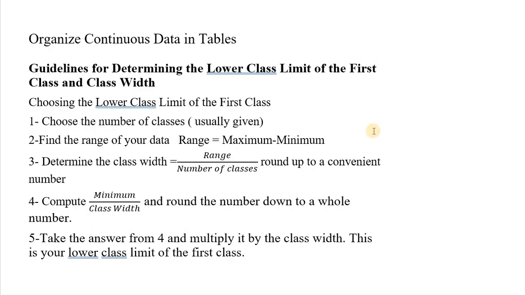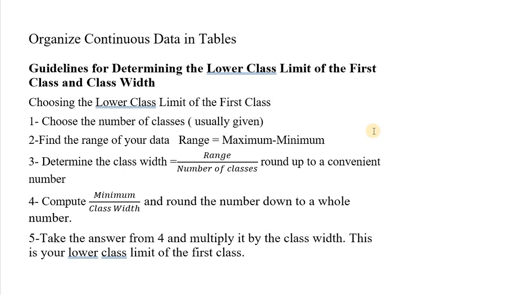Guidelines for determining the lower class limit of the first class and the class width, which is going to be the key to determine the entire table, is to find the lower class limit of the first class. So how do we choose the lower class limit of the first class? We follow these 5 steps. The first step is choose the number of classes. Usually this is given to you.